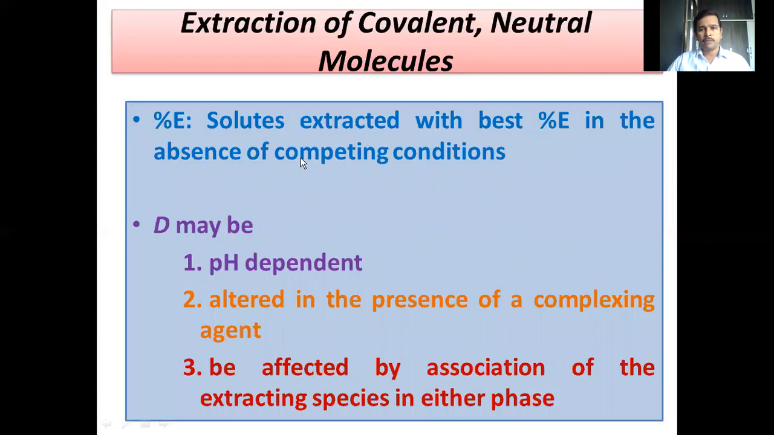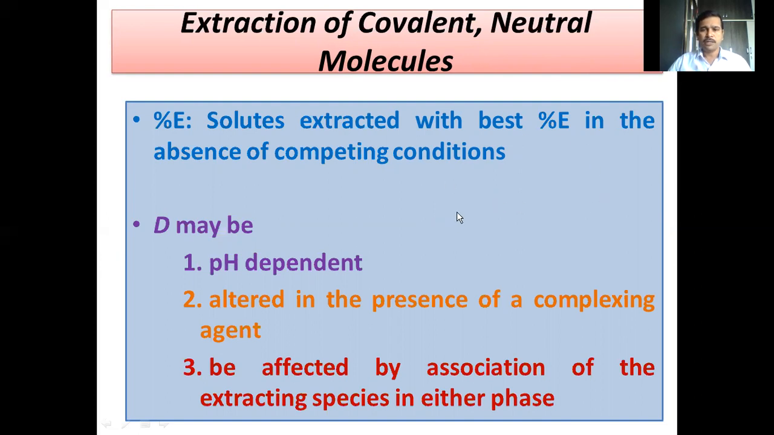Okay, let me consider them one by one. What are the three molecular systems which will fulfill all those requirements? They are essentially covalent neutral molecules, uncharged metal chelates, and ion association complexes. First, let us discuss the extraction of covalent neutral molecules. What are the experimental conditions we must be aware of in extracting these essentially covalent neutral molecules?